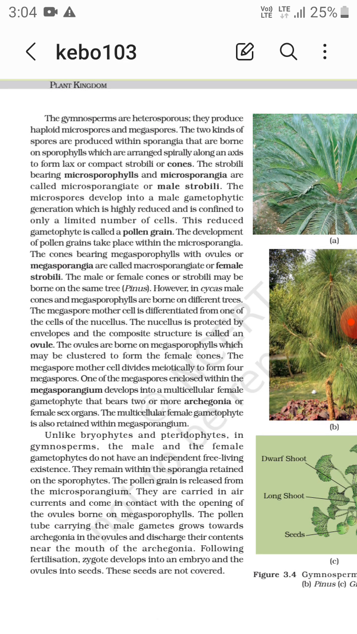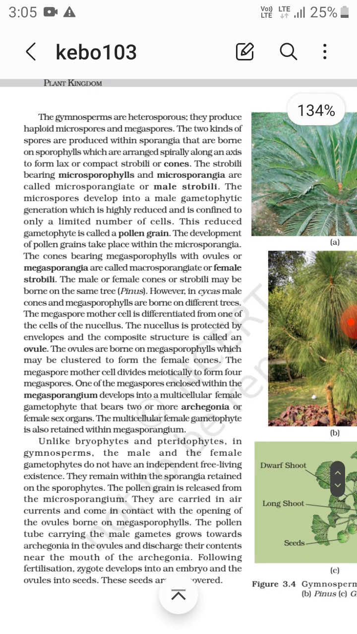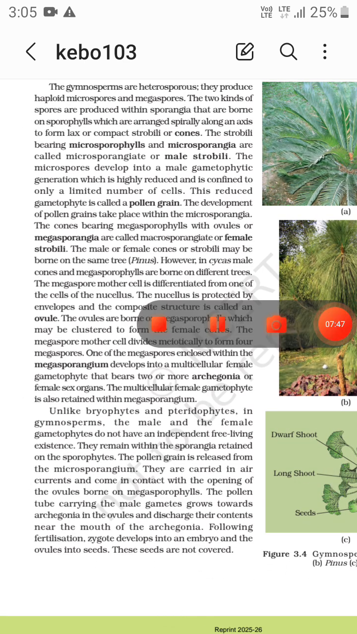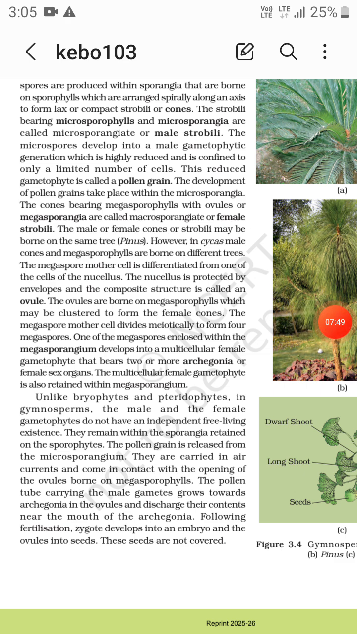The cones bearing megaspores. Now talking about the female part. The cones bearing megaspores, like leaf-like appendages, plus that extra part with ovules or megasporangia. I think you are getting clear. Megasporophylls with ovules or megasporangia are called the macrosporangiate or female strobili.